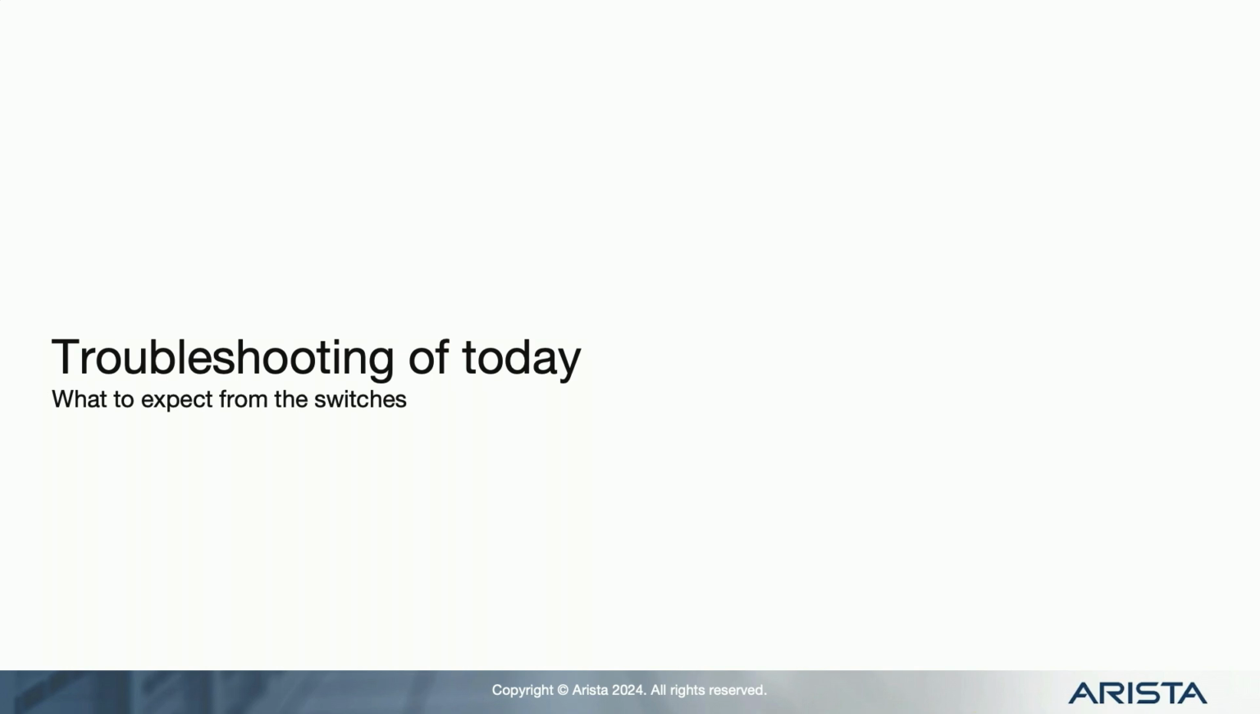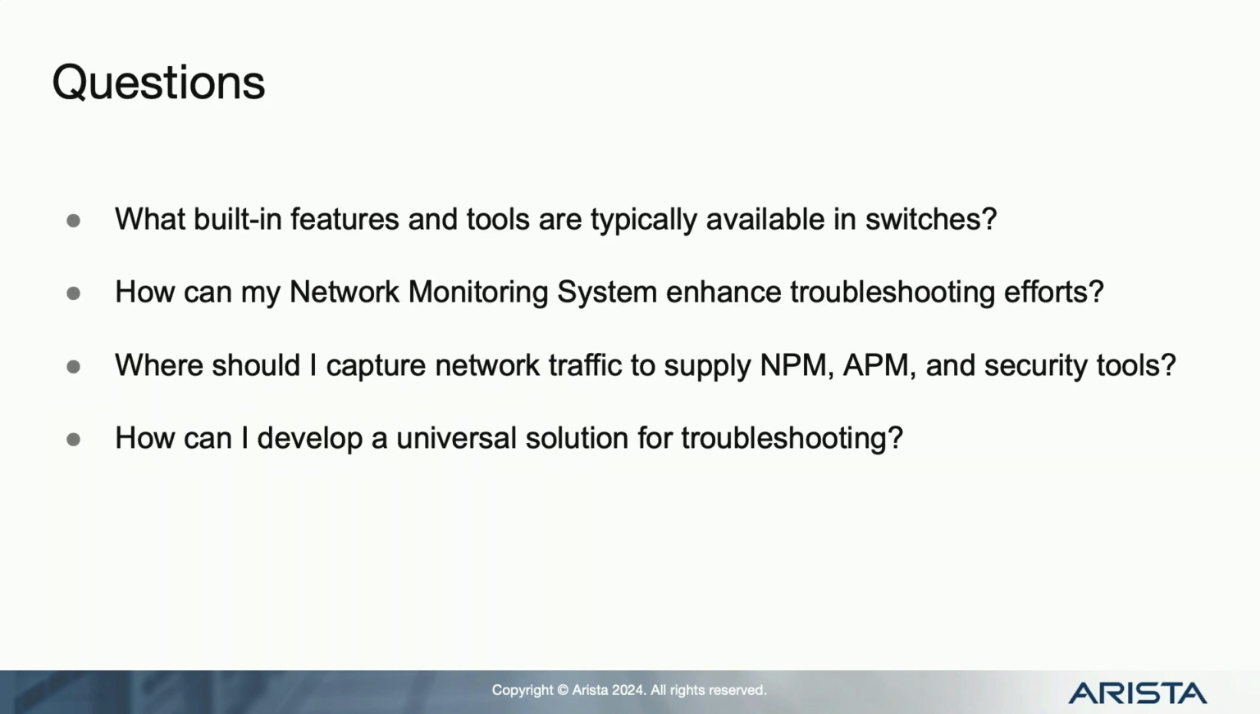So what are the features built into modern switches that can support us with troubleshooting this kind of network? Where should we connect and capture traffic to feed our application performance monitoring tools and network performance monitoring tools with the network data? How can we build a universal monitoring fabric to support all the needs we have for troubleshooting?